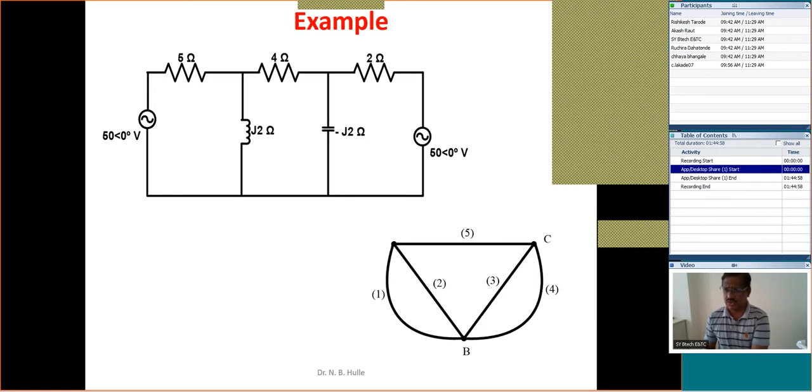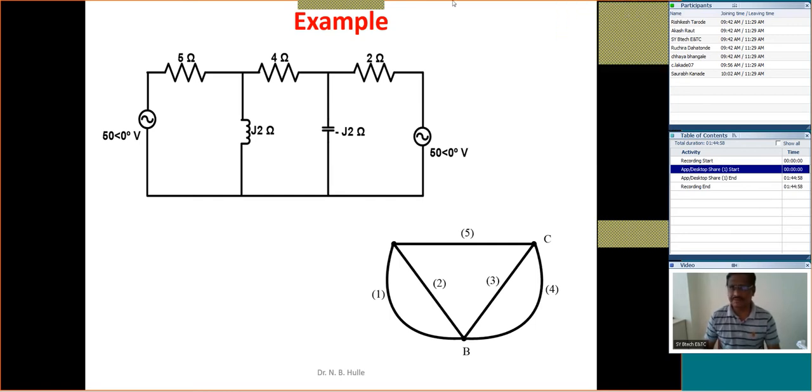Are you able to draw the graph for the given network? Yes, sir. Yes. Then Rishikesh. Yes, sir. Are you in a position to draw the graph for the given network? Yes, sir. Yes. Okay, fine. Then Ruchira. Yes, sir. Are you in a position to draw the graph for the given network? Yes, sir. Okay, fine.